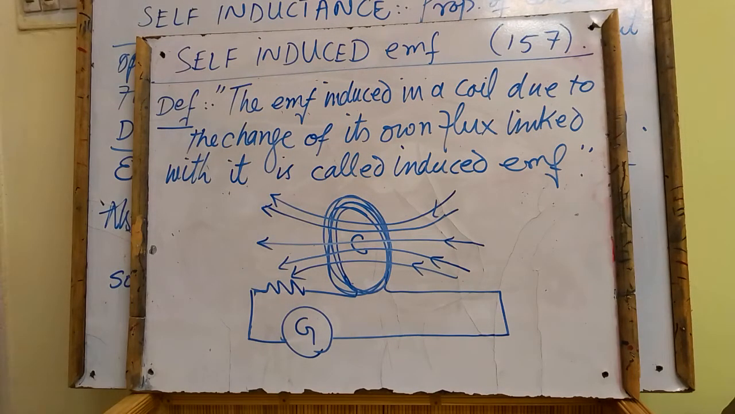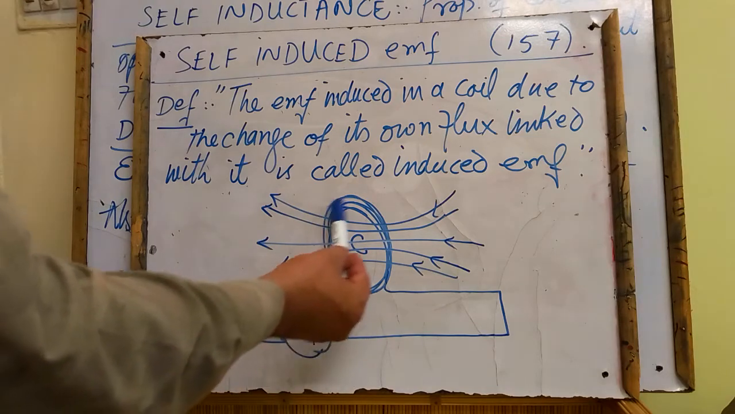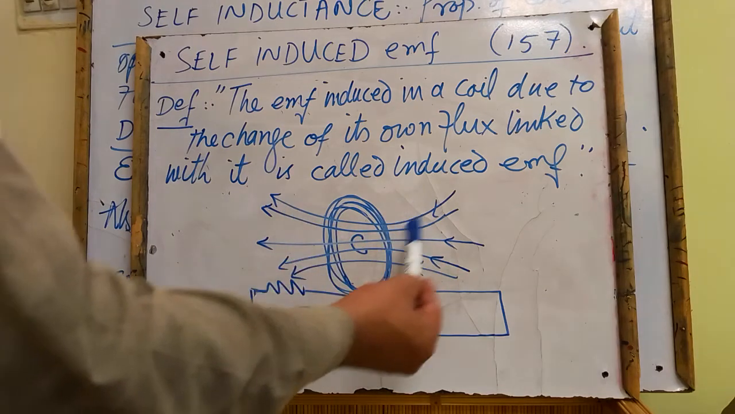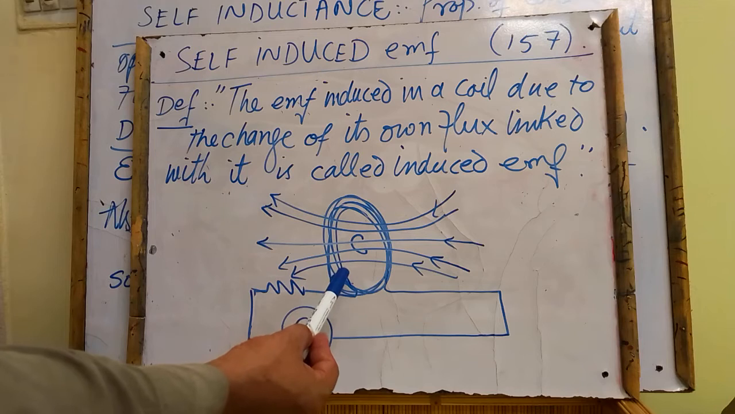Dear students, as we have already studied, when the conductor is stationary and the field is changing, then the EMF induced in the conductor is called statically induced EMF. Self-induced EMF is an example of statically induced EMF. This figure shows the current carrying coil and a magnetic field established through the coil. If the current in the coil changes, then the flux linking the coil also changes.